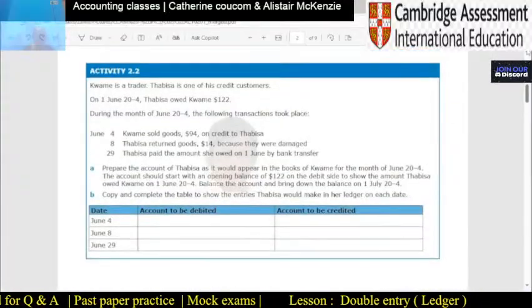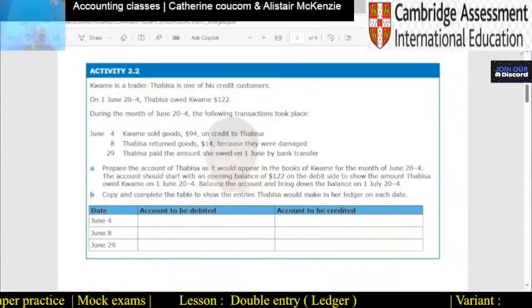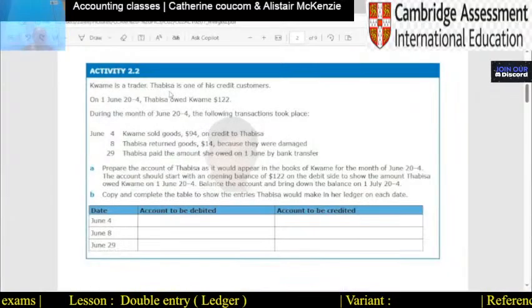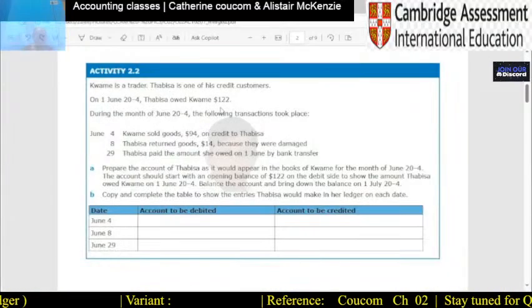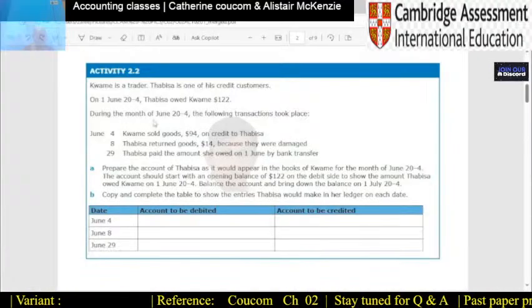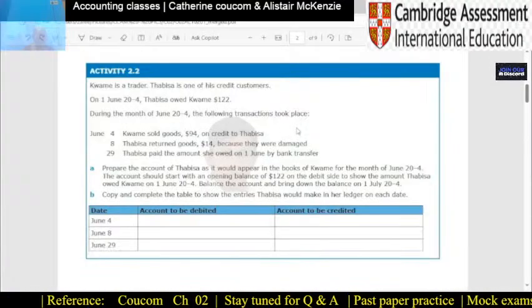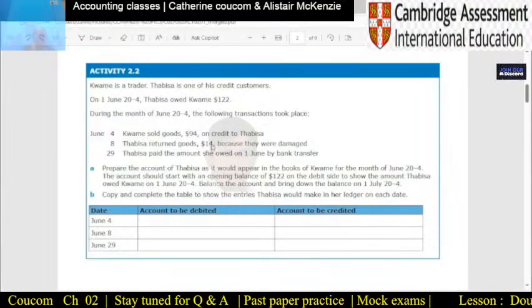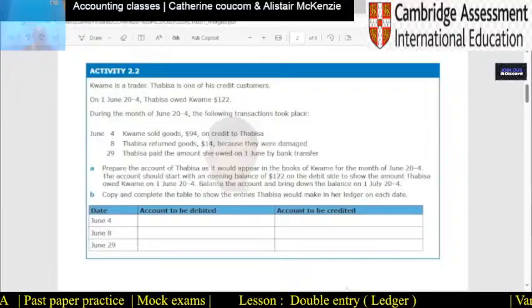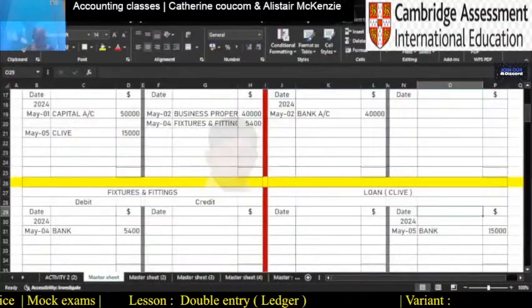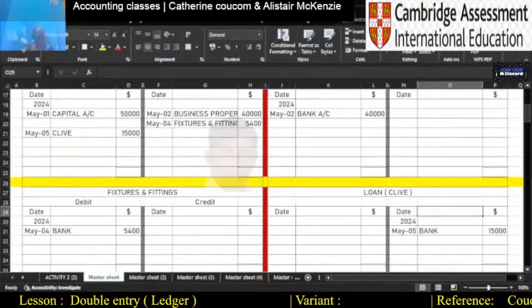So next, let's say activity 2.2. Kwame is a trader and Tabisha is one of his customers. On June 1st, 2024, Tabisha owed Kwame 122. During the month, the following transactions took place. Kwame sold goods 9400 to Tabisha. So we have to prepare the account of Tabisha. So where is the account of Tabisha?